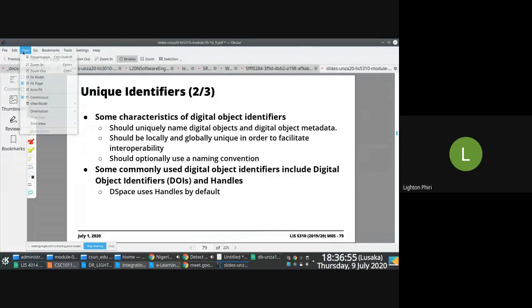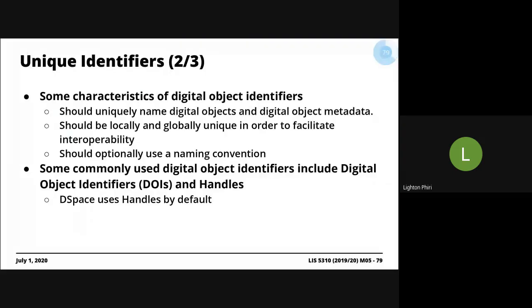The key thing to take away here is the characteristics of a unique identifier. It should be able to provide local and global uniqueness, right? It should be able to uniquely identify or uniquely name the digital objects, right? And the metadata associated with the digital object, obviously. Although this is not a mandatory requirement, it should optionally use some sort of consistent naming scheme.